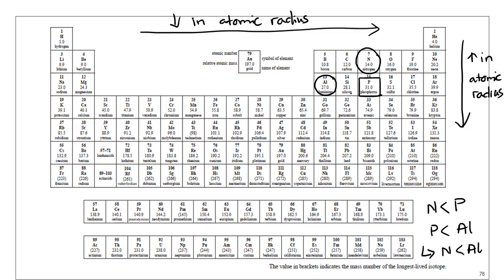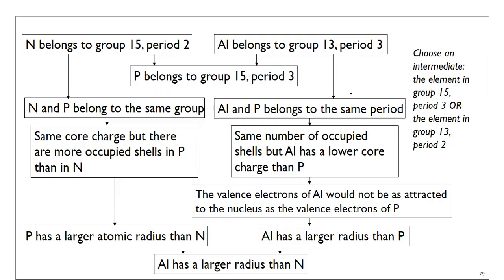But I think it's perfectly possible to just look at both the number of shells and the core charge and make a direct comparison. So this is just a setup of that if you really want to. That is the end of electronegativity.